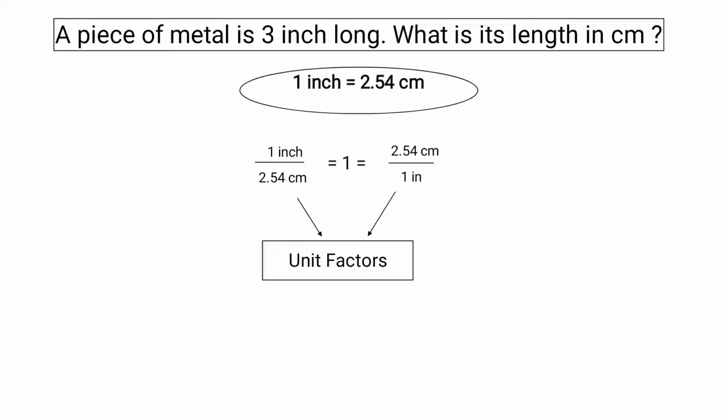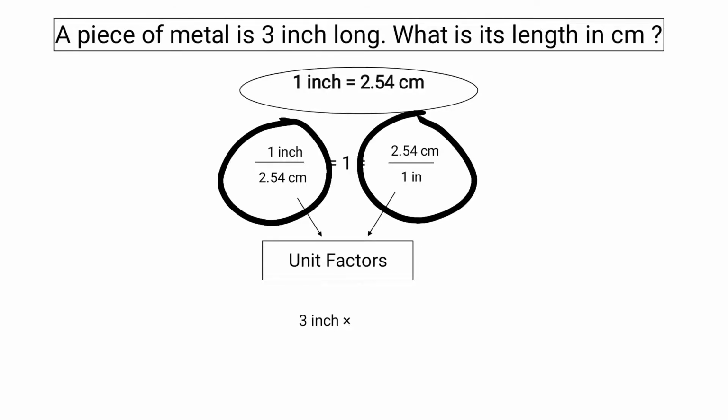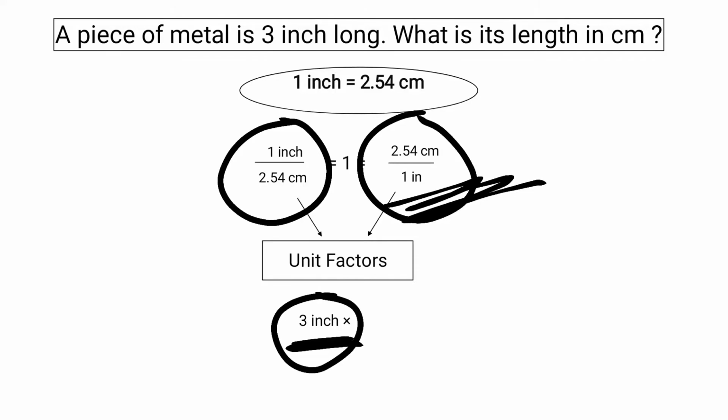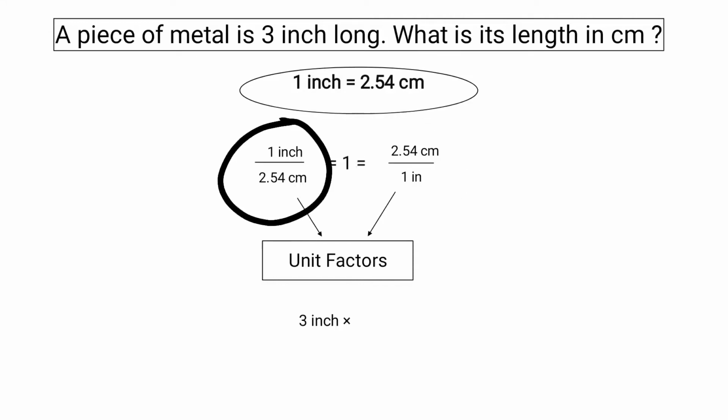So in the question we have 3 inch. Let us consider 3 inch. Now we have to multiply this 3 inch by any one unit factor. Which unit factor are we going to select? Over here we have inch in the numerator, and our aim is to convert this inch into centimeter, which means we want to cancel this inch. So in order to cancel the inch, we are going to select the second unit factor, which possesses inch in the denominator.